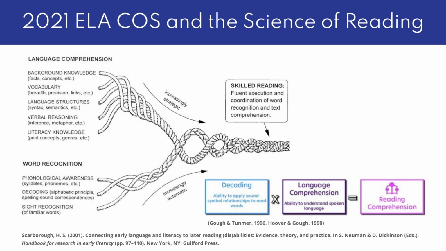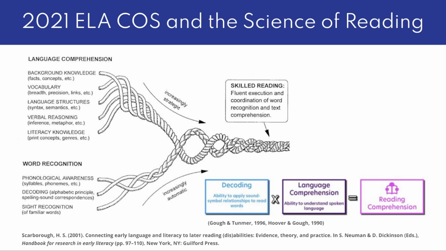On page 22 of the Alabama Course of Study, English Language Arts, you'll read that the simple view of reading and the simple view of writing, Scarborough's reading rope, and Ehri's phases of word reading development were used to guide the development of these standards.